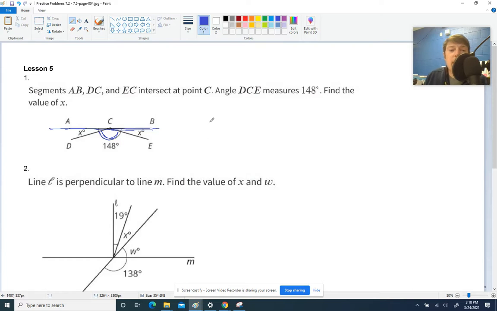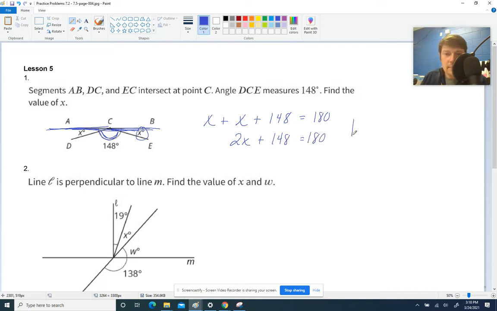We know that if we take x, this x here, plus this x over here, plus the 148 that's in that big angle in the middle, since they all lie on that straight line, they're supplementary. So they should have a sum that equals 180 degrees. Simplifying that with a little bit of algebra, 2x plus 148 equals 180.